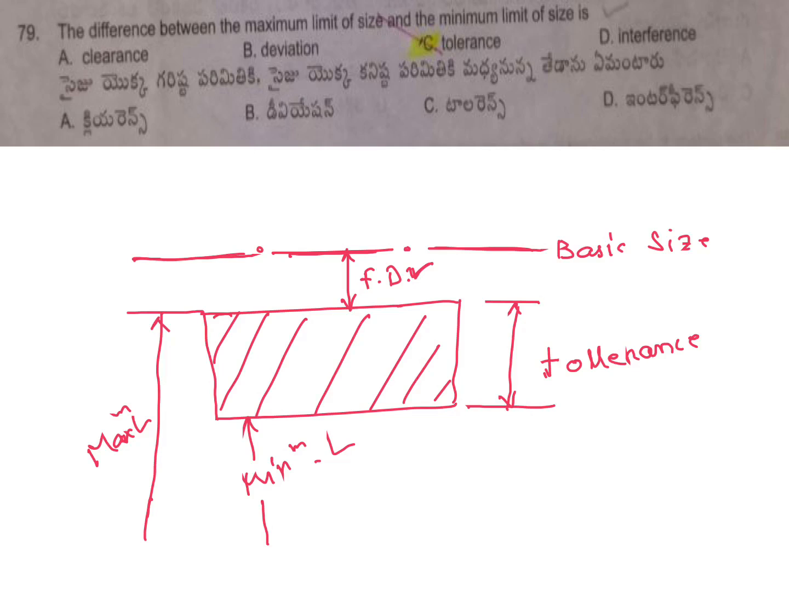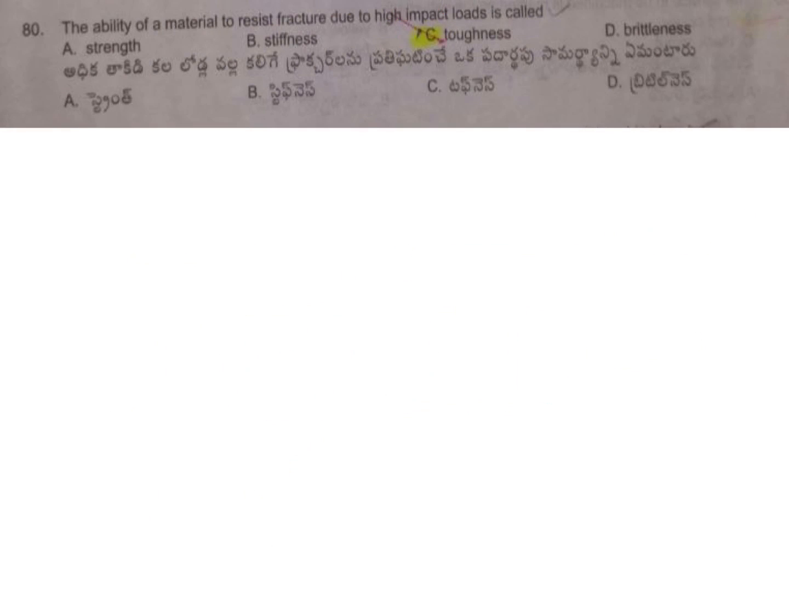Question: the ability of a metal to resist fracture due to high impact loads is A. Strength, B. Stiffness, C. Toughness, D. Brittleness. C is the answer.